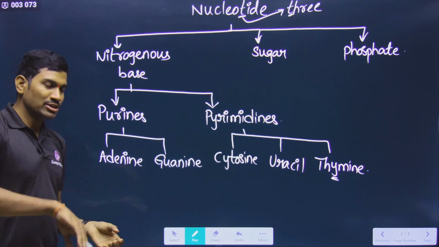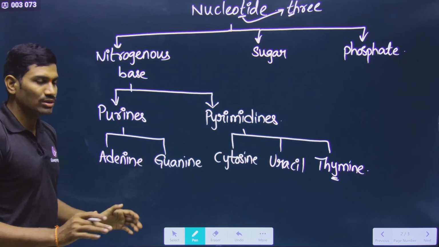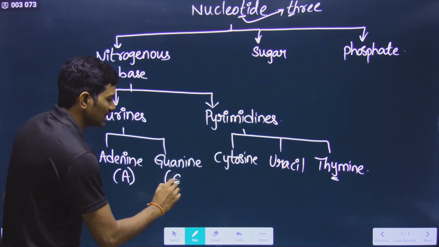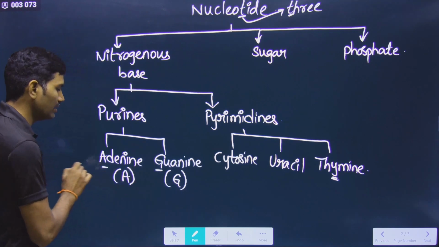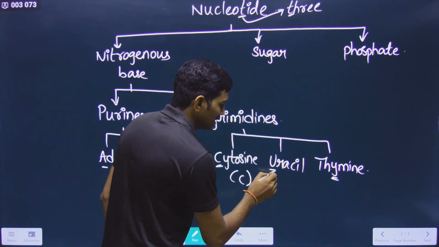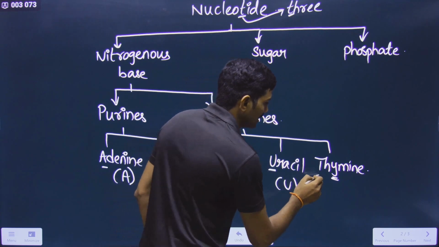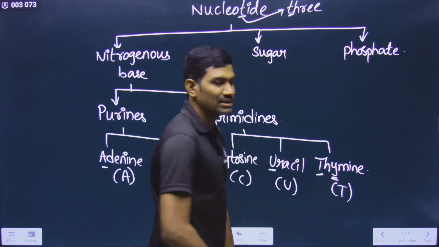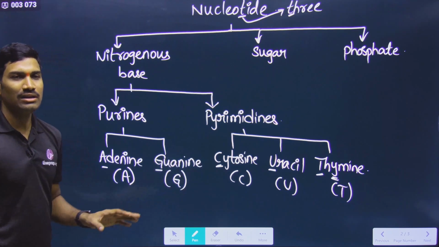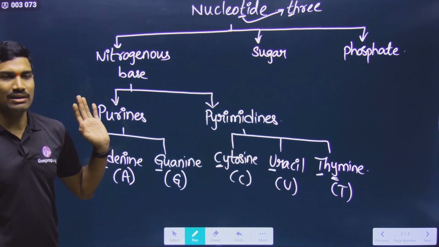Within the purines, based on the structure, there are adenine and guanine. Adenine is indicated with A, the first letter, and guanine with G. Next, cytosine is indicated with C, uracil with U, and thymine with T, the first letters. This is how we generally use these nitrogenous bases and their names.